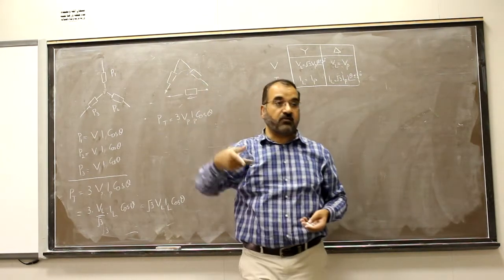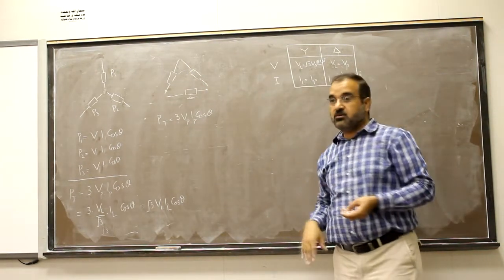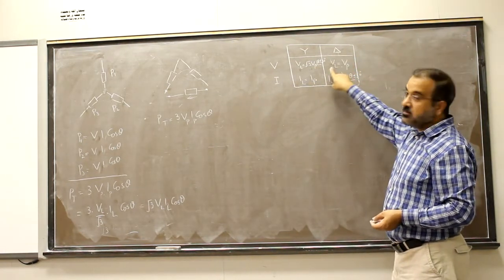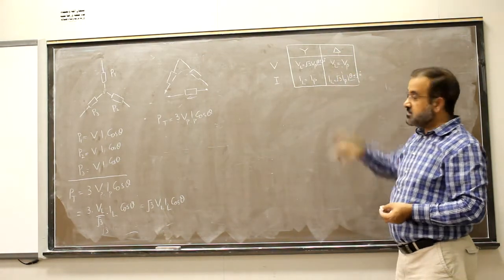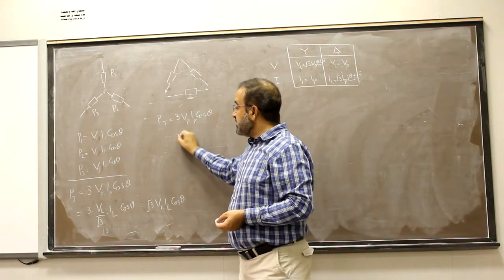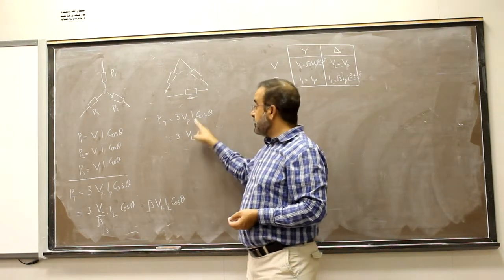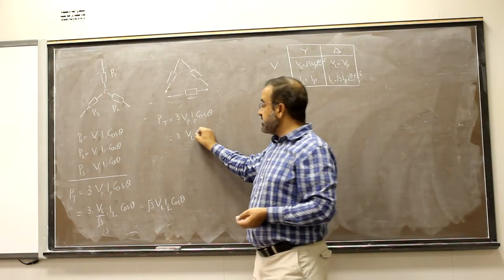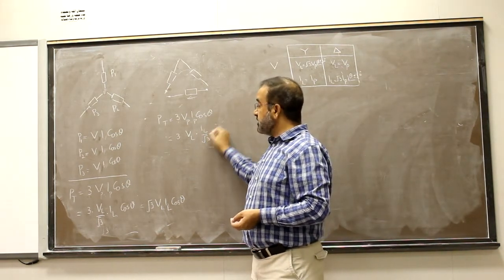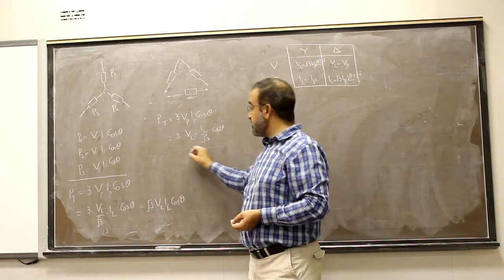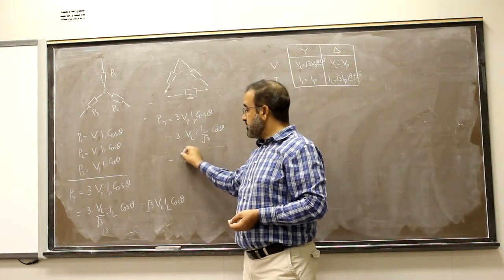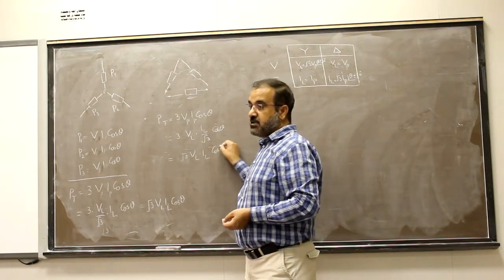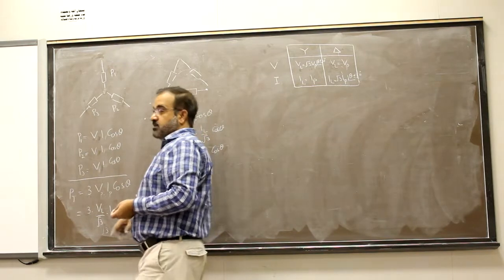Now if I want to convert this into line values, I will use this delta table. What is the line and phase relationship? Same, so I will put here V line. And what is the relationship between IL and IP? It is IL over root 3 into cosine of theta. Simplify this again and you will get root 3 times VL IL into cosine theta. So it is the same equation.